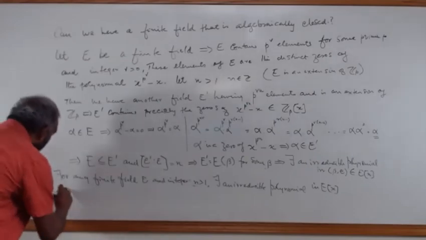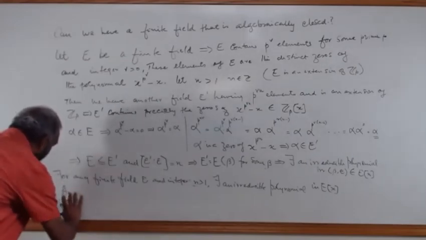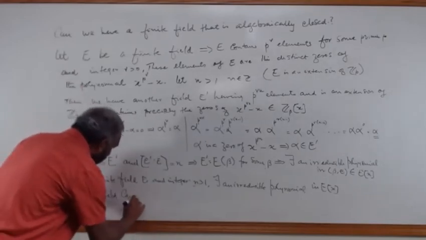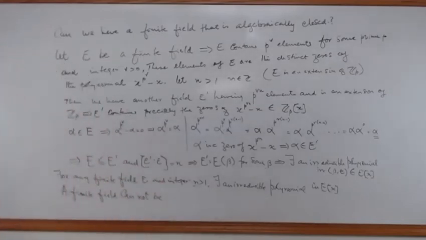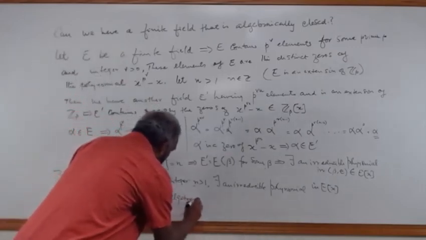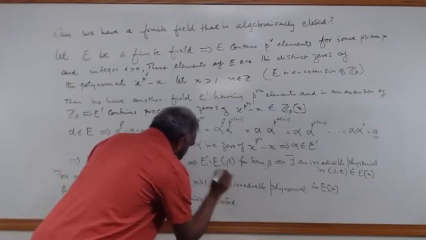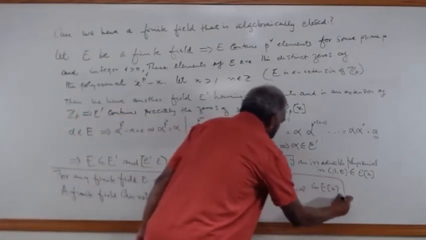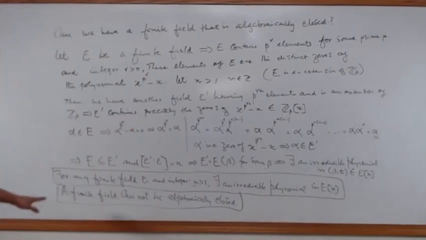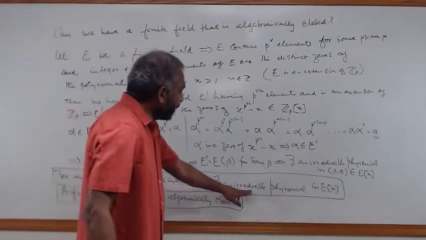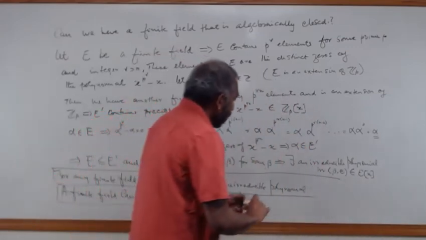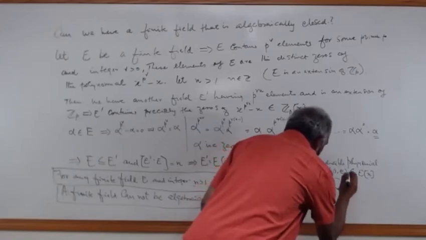As another result, a finite field cannot be algebraically closed. So for any finite field E and an integer n, there is an irreducible polynomial of degree n in E of x.